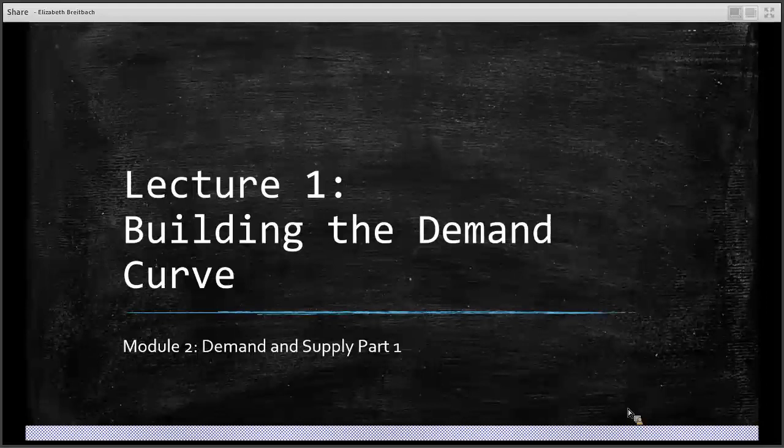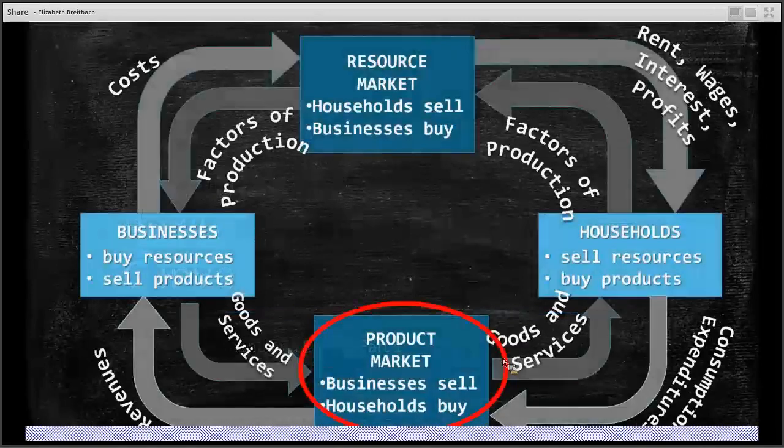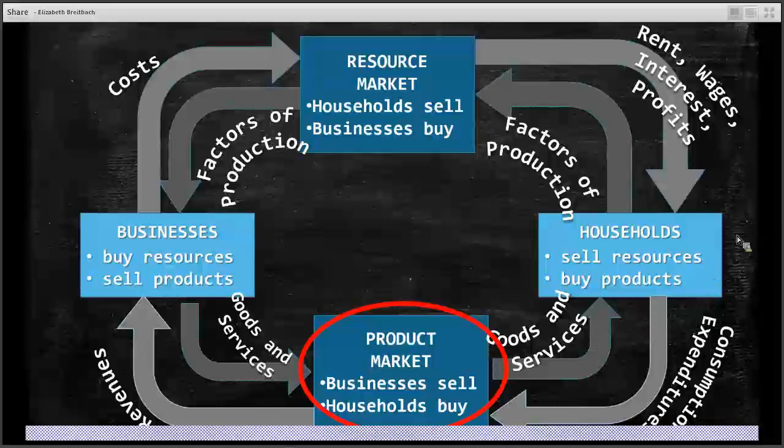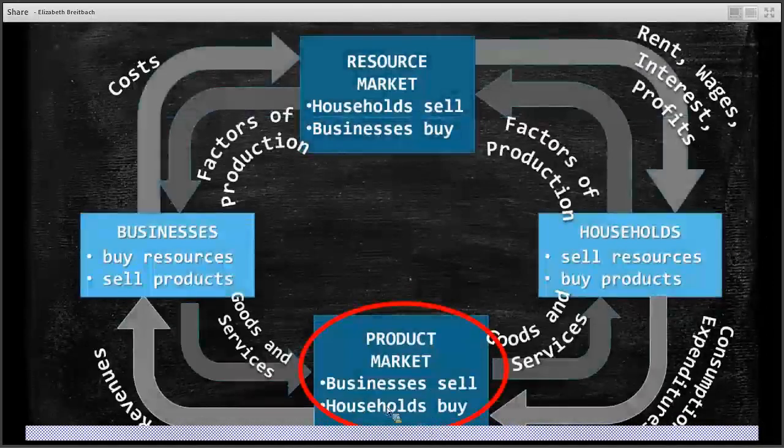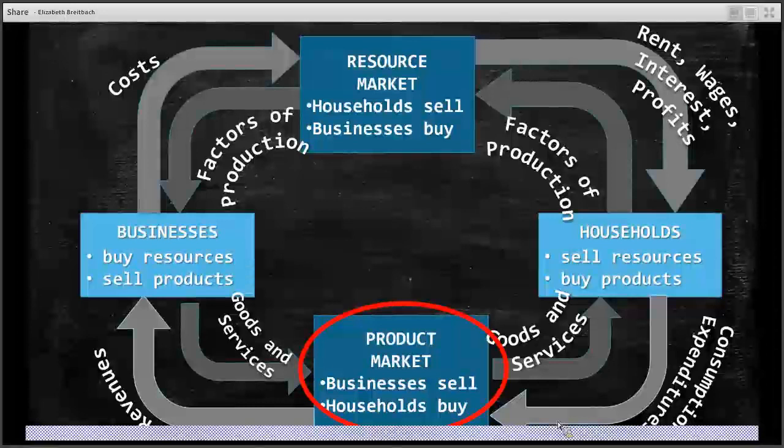So we're going to be talking a lot about the consumer side of things and thinking about how consumers make the decisions on which goods and services they should purchase. And so going back to our circular flow diagram, what we're going to see is that we're going to focus on that product market. So our product market is what we're concerned with down here. We know that that's where households go to buy the goods and services that they consume. That's where businesses go to sell the goods and services that they've produced.